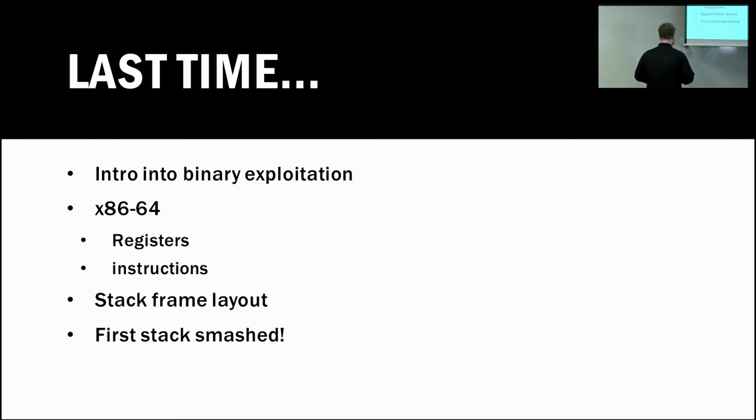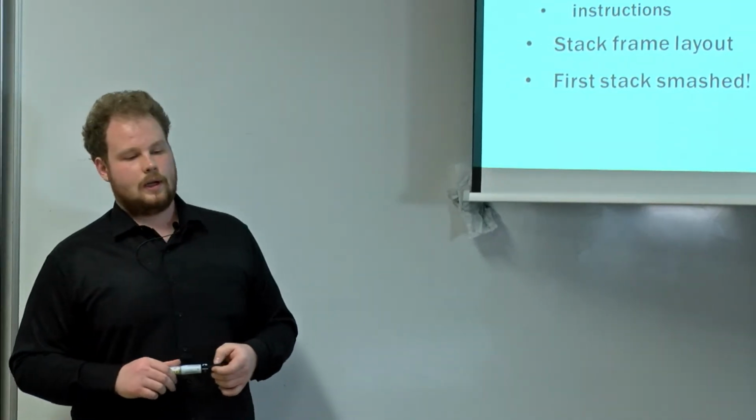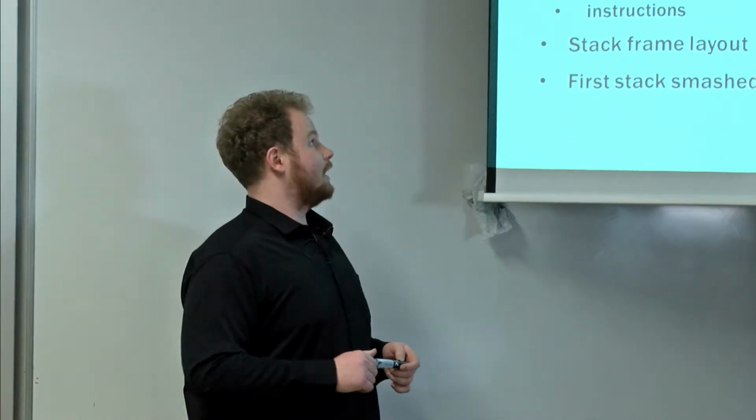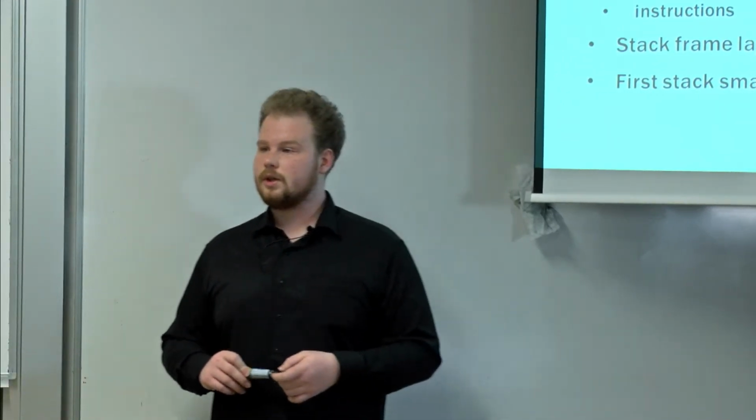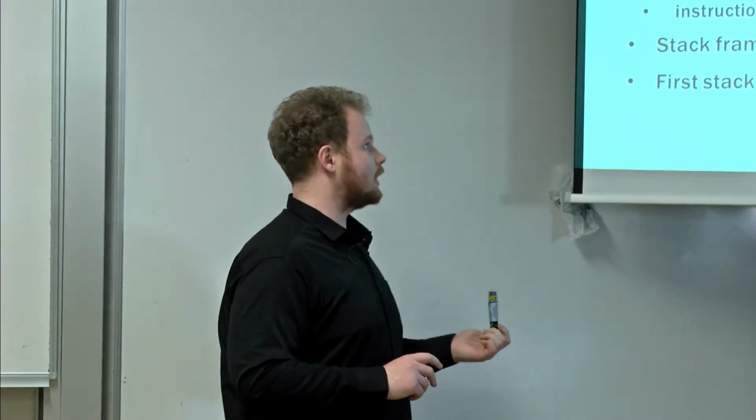Okay, so last time we covered an intro into binary exploitation, so we laid some ground rules of what binary exploitation is, what it tries to achieve, and how it works. We've also looked into x86 architecture. I said last time that binary exploitation is not architecture specific, and the only reason we are doing x86 is because I know it best.